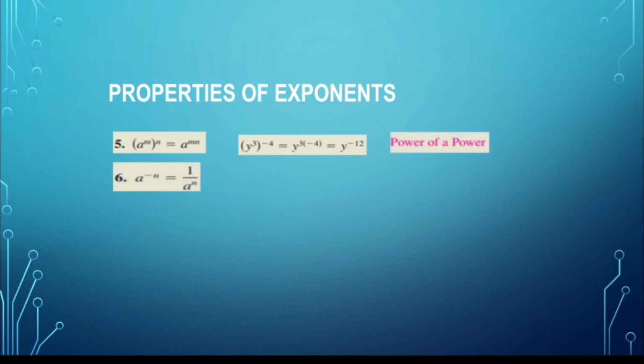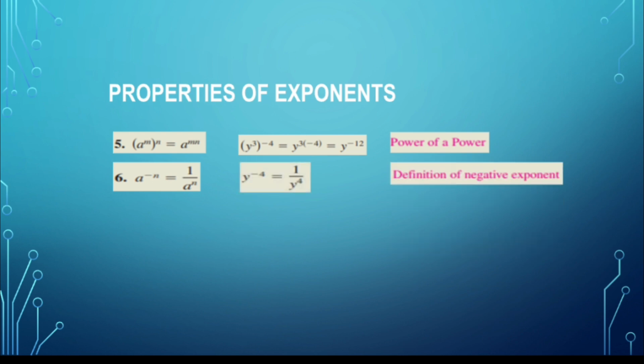The next rule says that whenever the base has negative power, we always shift its position to produce the power in the positive format. Over here in property 6, you can see that n is having negative power in the numerator. So we'll change its position. We'll write it in the denominator with the positive power n. Similarly, if the power was negative in the denominator, we shift it into the numerator to make the power positive. This is known as definition of a negative power.